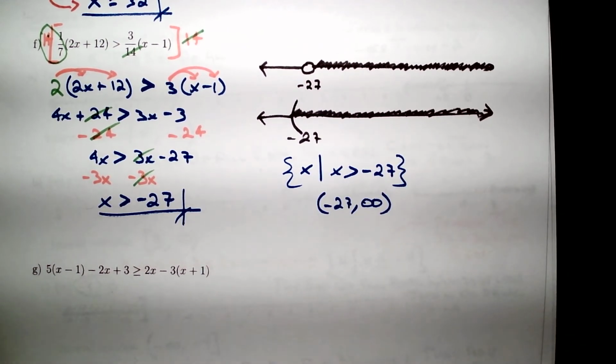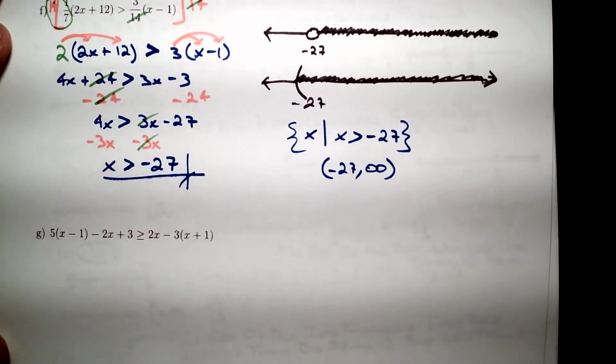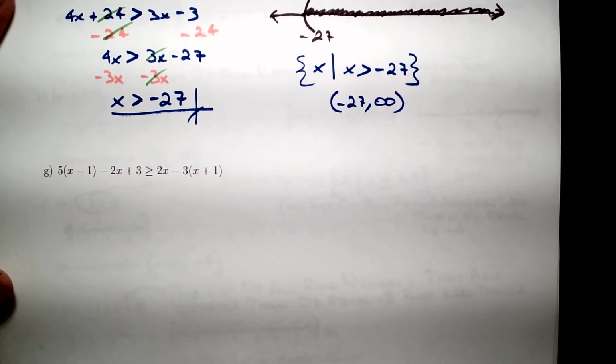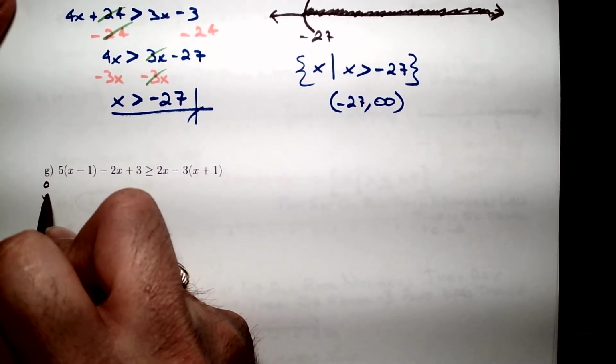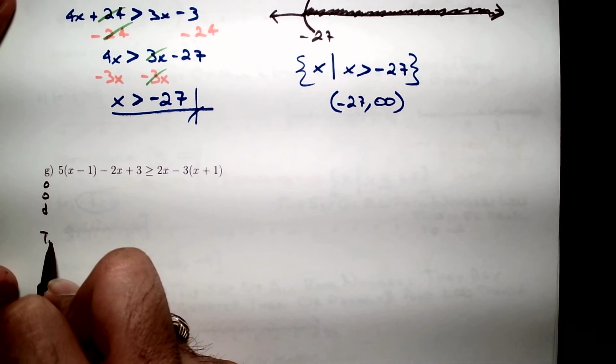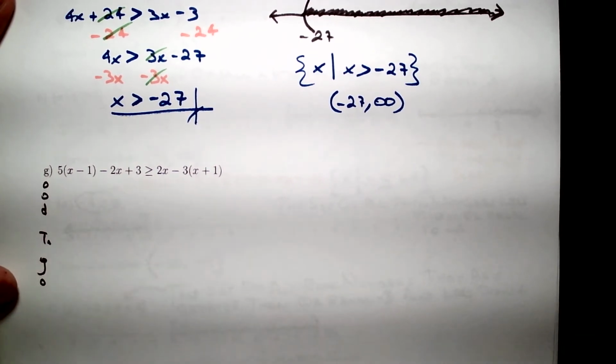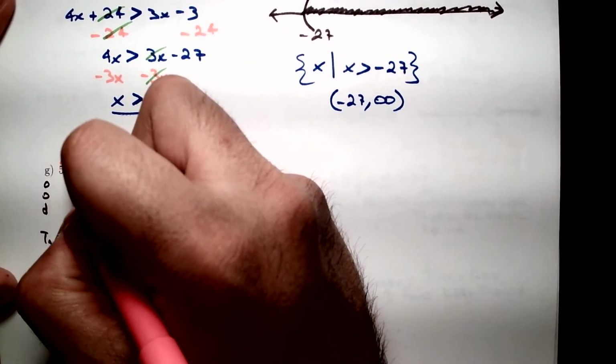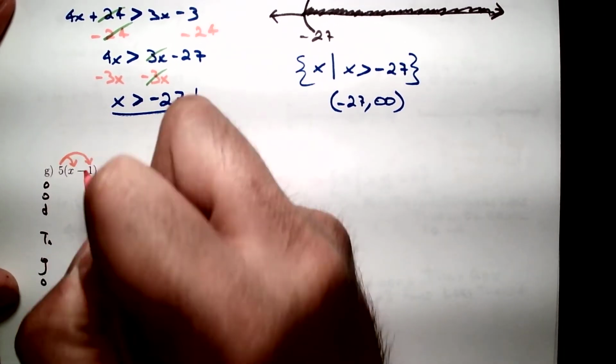Okay, let's do one more. This is the last one, the last example of this exercise, and we are good to go. All right, we're good to go after solving this one. All right, so we see a lot of parentheses here and there. Well, what is that going to tell us to do? All right, so distribute.